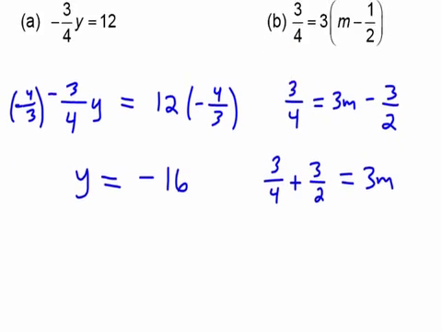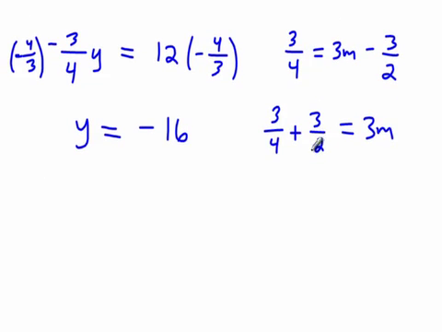Go ahead and combine those fractions together. Got to get a common denominator of 4. So we have 3/4 plus 6/4 equals 3m. 3/4 plus 6/4 is 9/4. That's equal to 3m.